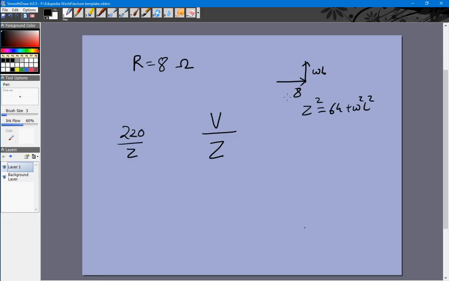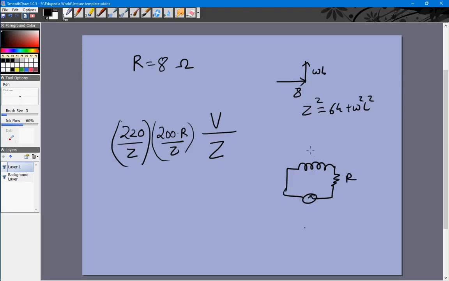But there's a catch here. The net potential difference across the arc lamp will not be this value, right? It will not be the total potential difference given by 220 volts. So this is the current, but the potential difference will not be 220. It will be 220 into R by Z, because if this is the inductor and this is the resistor, then this is R and this is X. They both together give the resultant Z.